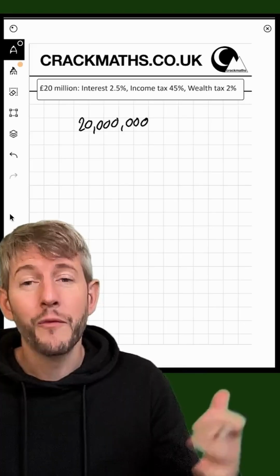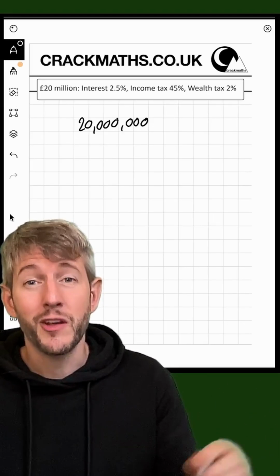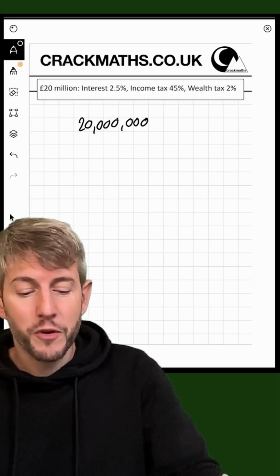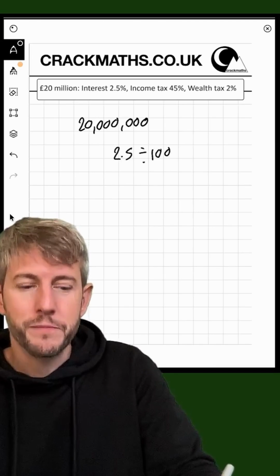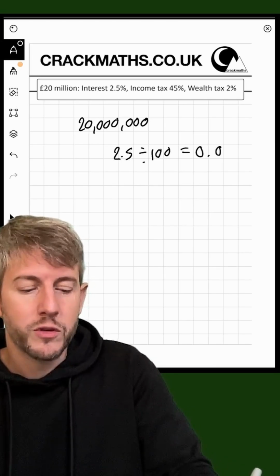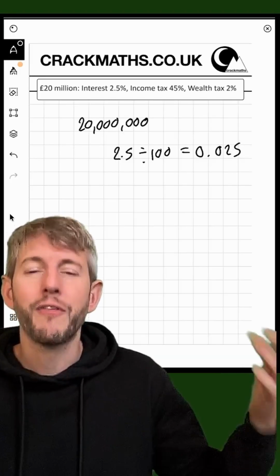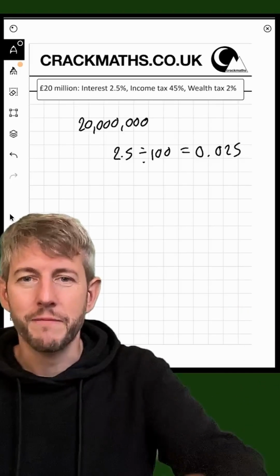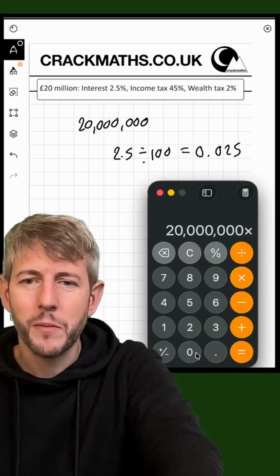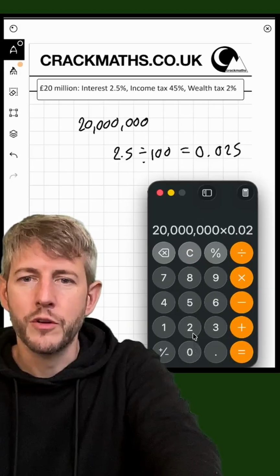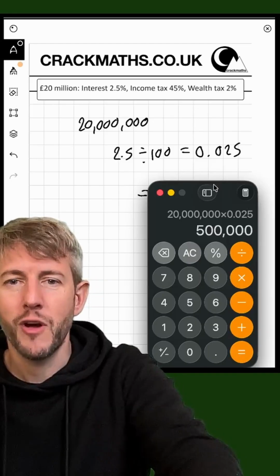In order to find out the amount of interest we're going to make on this, what we need to do is work out 2.5% of 20 million. Well, to find 2.5% of something, we do 2.5 divided by 100, which gives us 0.025, and then multiply that value by the amount, and we'll find out 2.5%. So let's get out the calculator and do that. 20 million multiplied by 0.025. So here we go, and that equals £500,000. Let me write that down.